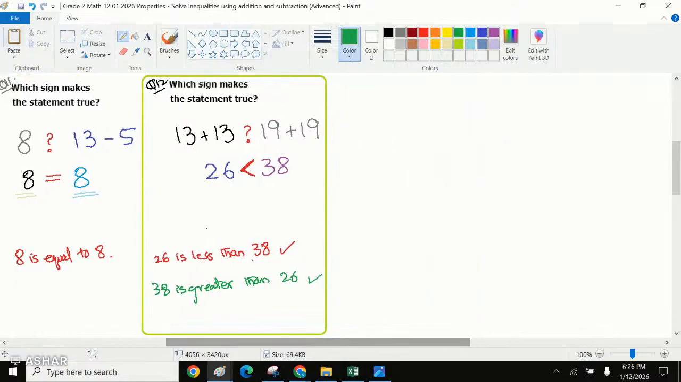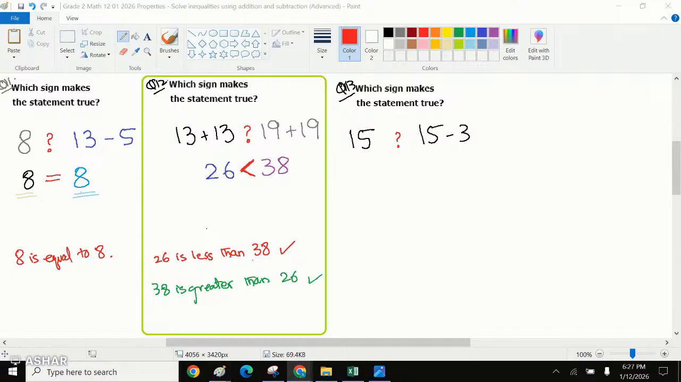Let's try the next question and we'll do it from the beginning. Question number 13 says, let me just copy the question: 15, with a missing sign, and 15 minus 3. We have a missing sign over here, and we need to bring in the missing sign. What is 15 minus 3?